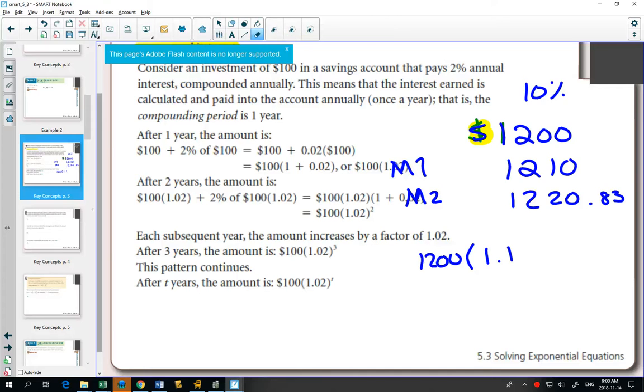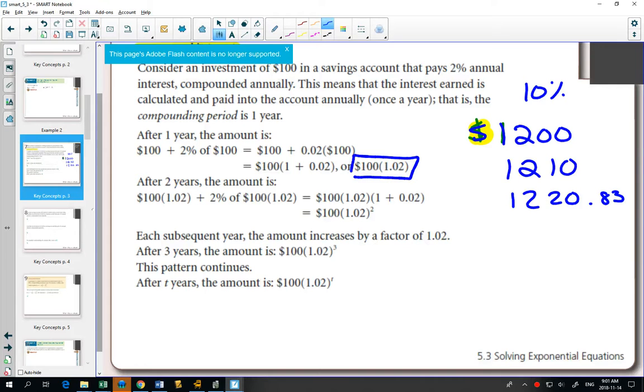Here, let's look at the math first of what they're doing. They're giving 2% on 100. So you get $100 plus 2% of 100. After year one, if you factored it out, you would have 100 times 1.02. That would be after 1 year. If you did a second year, you would have that 1.02 happen twice. And a third year, you would have that 1.02 happening 3 times.